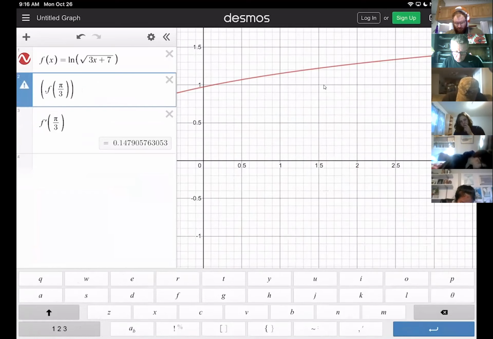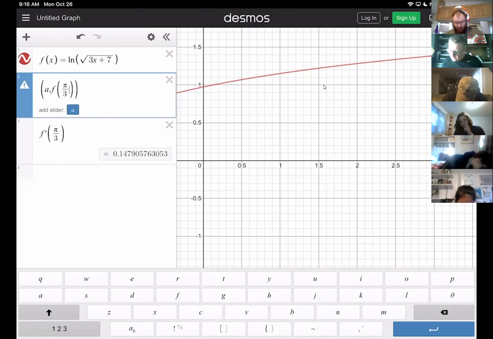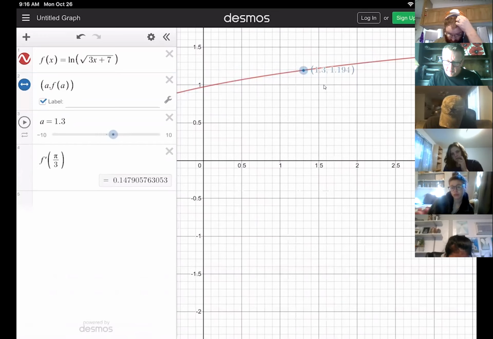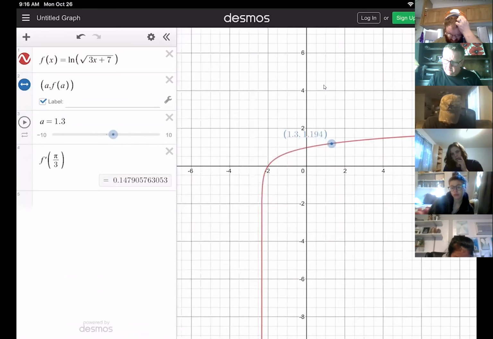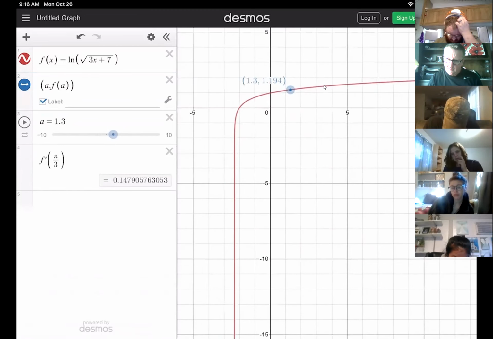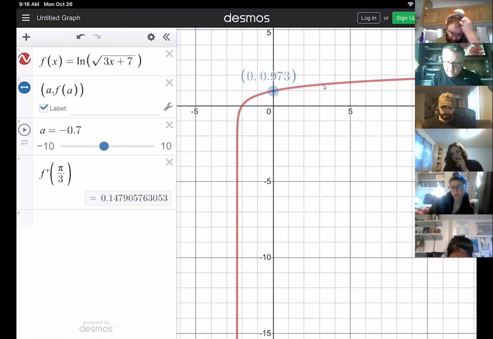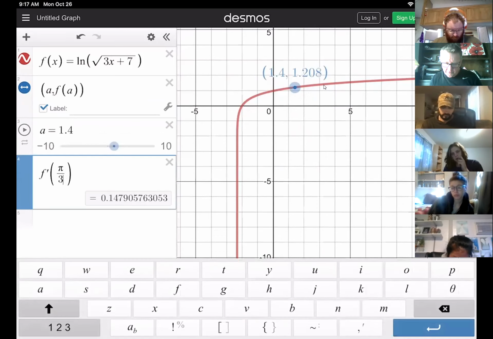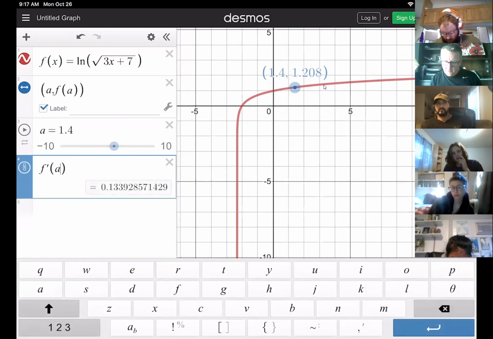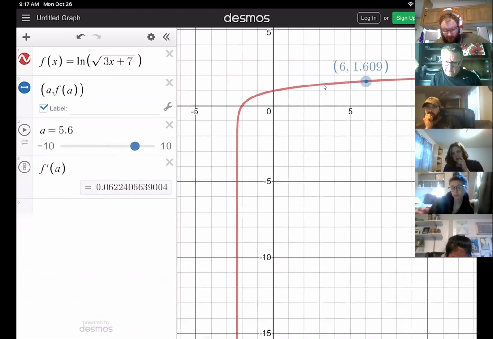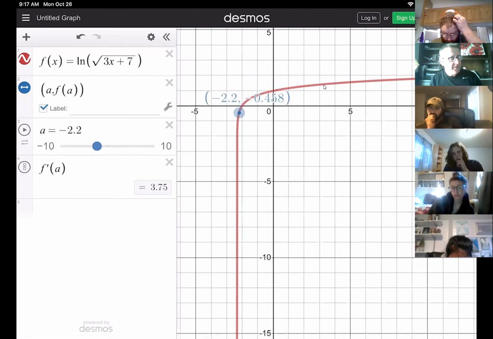And I'm even going to do something cooler, and make a point called f of a. And now I have a slider for a, so I can slide along my crazy natural log curve. So notice this is the graph of my weird f of x. I can slide along, and notice now down here I can see what the derivative is. Isn't that kind of cool? I can slide along and get a free derivative every place I go. Notice the derivative is getting smaller and smaller because it's getting flatter, right? Whereas back over here, it's kind of steep, and then it gets really steep.